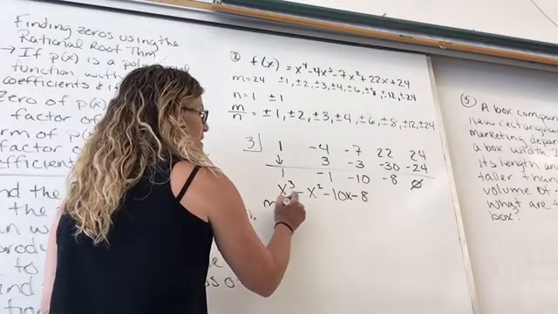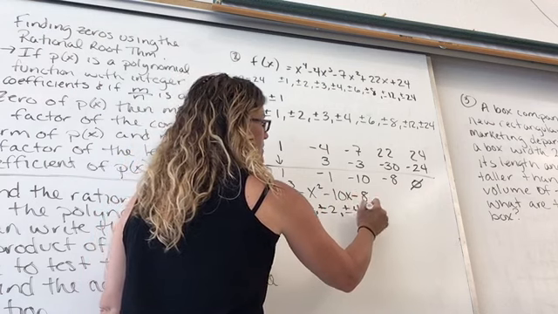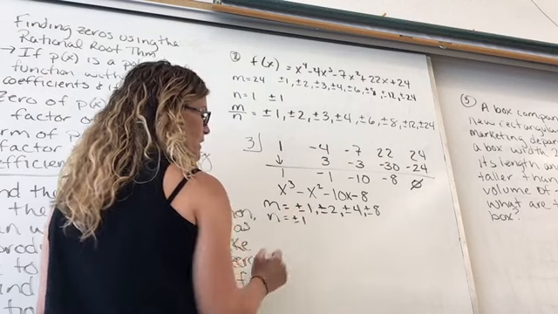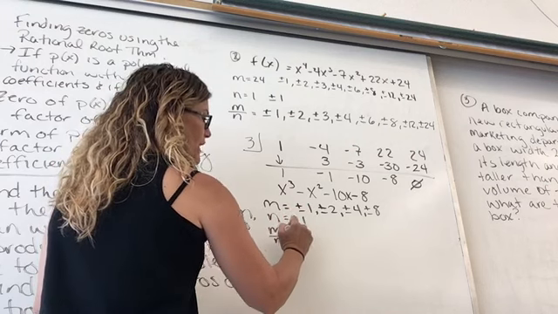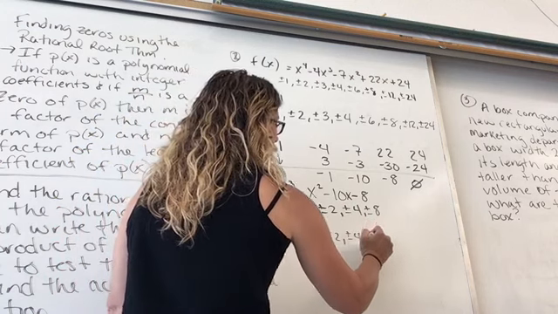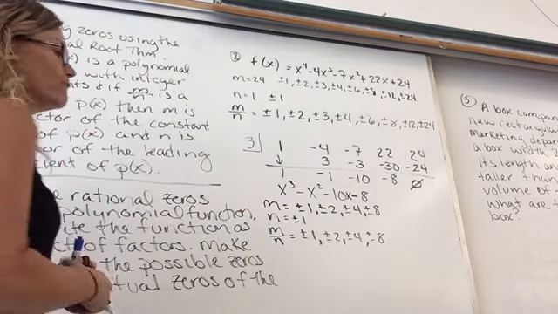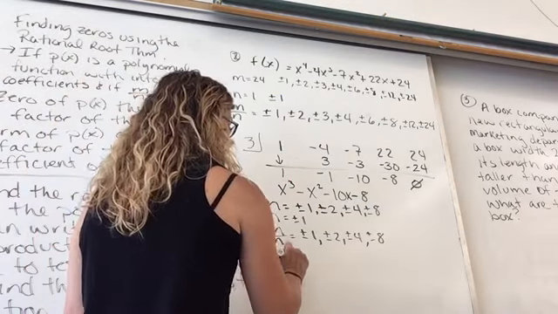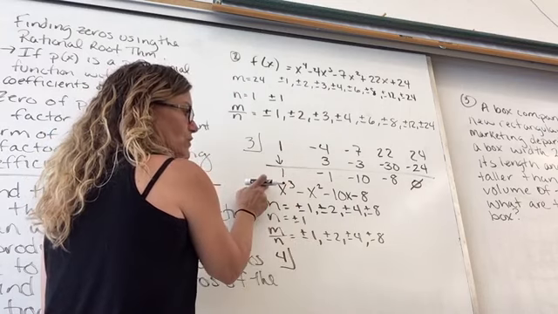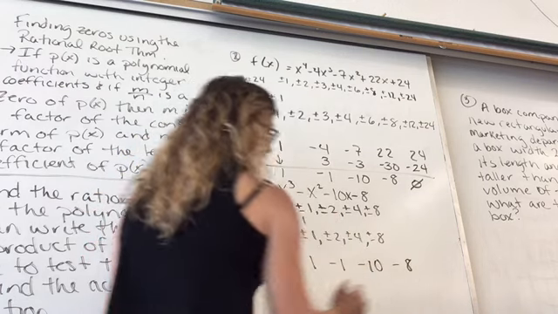But the nice thing is, 8 is a much smaller number. I don't have nearly as many factors of 8 as I do of 24. N is still plus or minus 1, so my m over n is plus or minus 1, plus or minus 2, plus or minus 4, plus or minus 8. Now, I feel lucky about the number 4, so we're going to test 4. So plugging in, I don't go back to this one. I have to use this equation. So that's 1, a negative 1, a negative 10, and a negative 8.